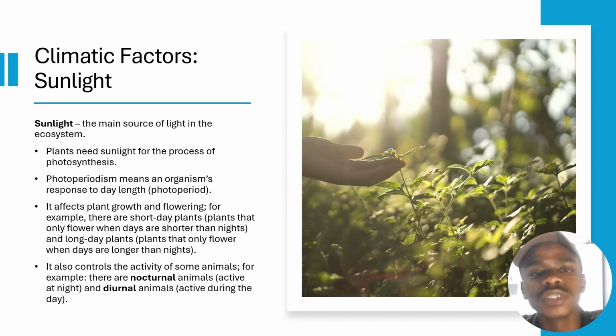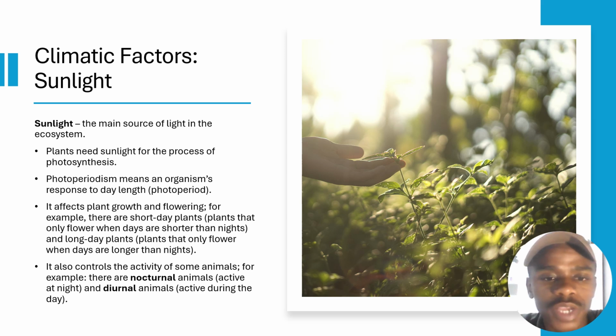Now we're going to look at the climatic factors. Among the climatic factors, we have sunlight. Sunlight, as we know, is the main source of light in the ecosystem, and it is used for various activities. For one, it is used during photosynthesis, whereby plants need it for the production of glucose, which is their food.